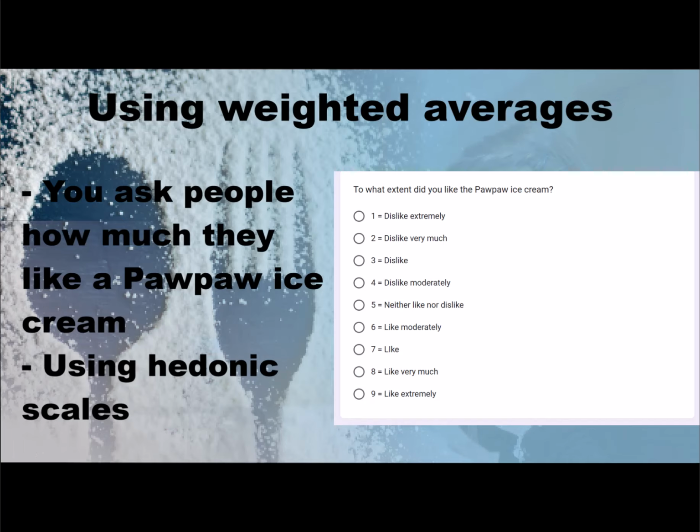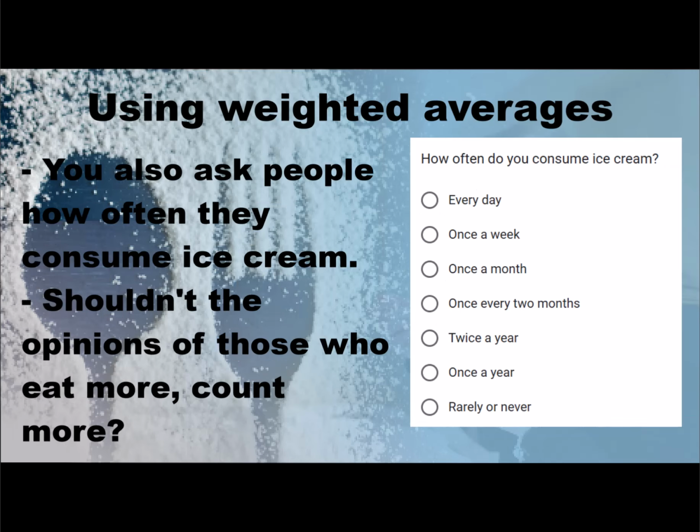Suppose I have a group of students who taste a type of ice cream that's made using the pawpaw fruit, so a pawpaw flavored ice cream. And then suppose I measure how much they like the pawpaw ice cream using something we call a hedonic scale. A hedonic scale is just a numerical measure of how much people like or dislike a food product.